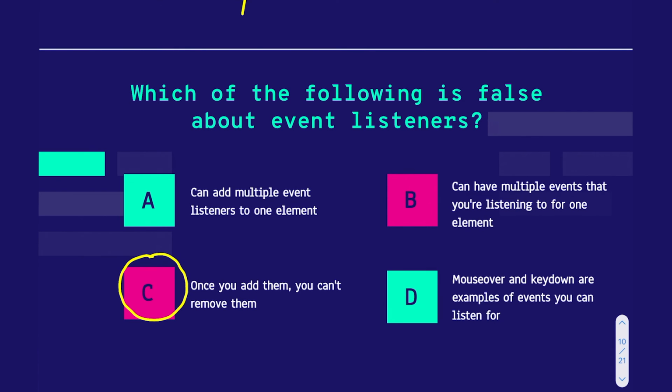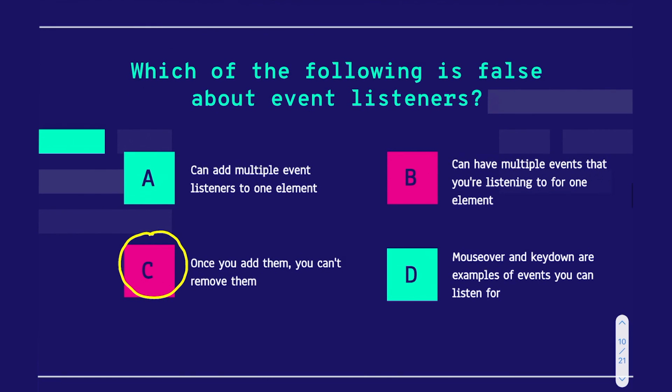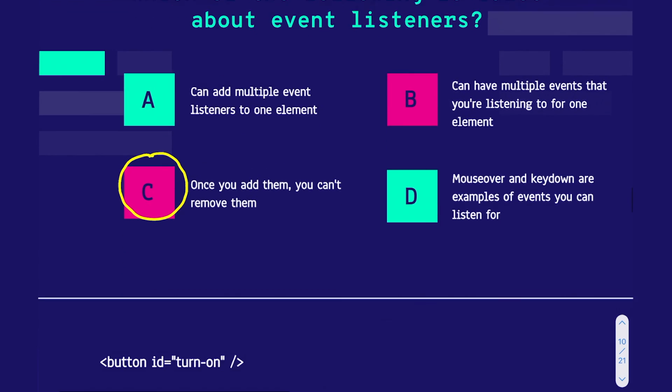You can absolutely remove event listeners, and this is actually a really good thing, because sometimes you just want to let someone press a button once and then get rid of the button, or get rid of the event listener associated with that button. So let's go through A, B, and D. So can add multiple event listeners to one button.